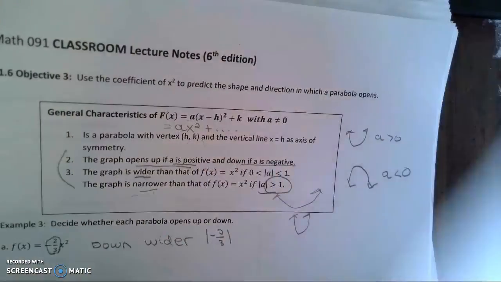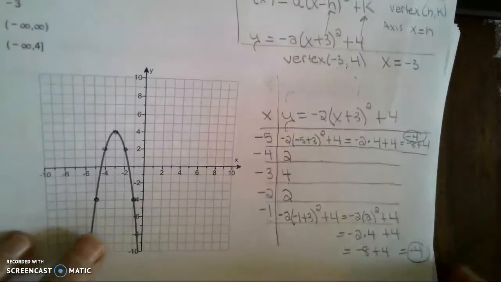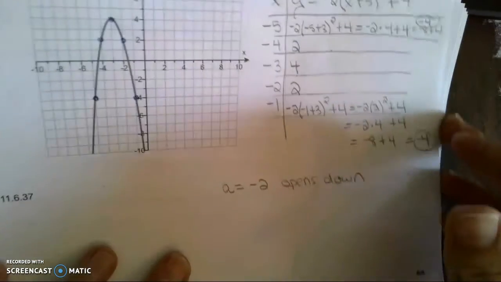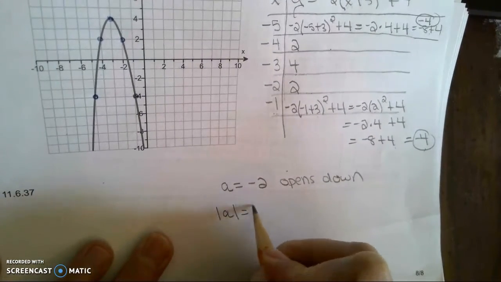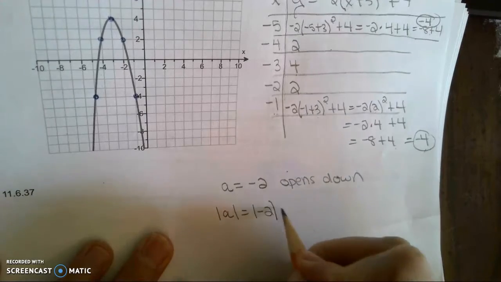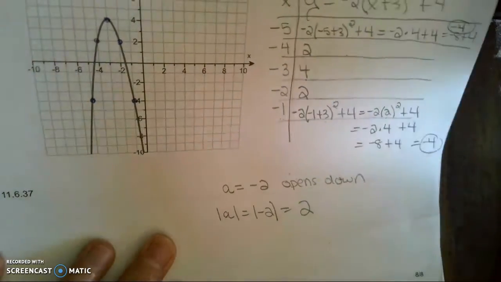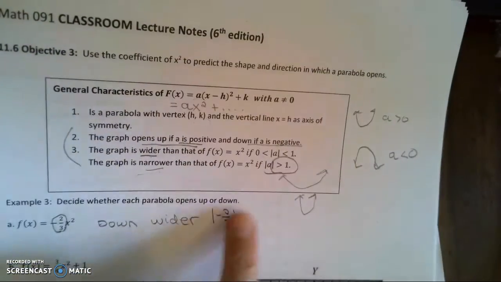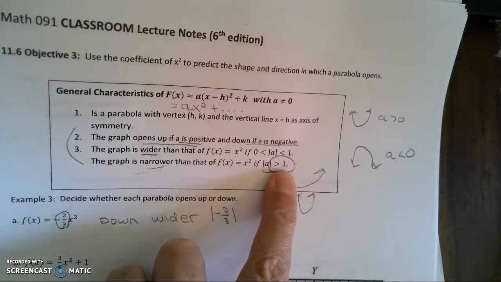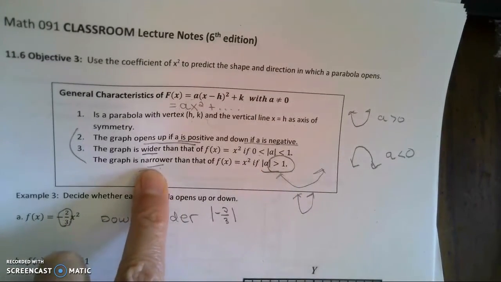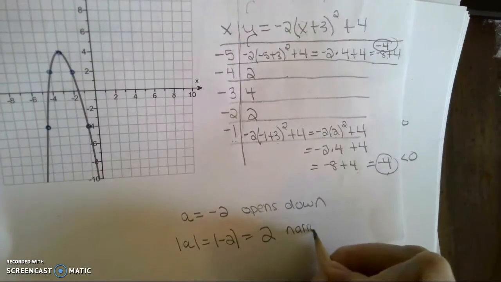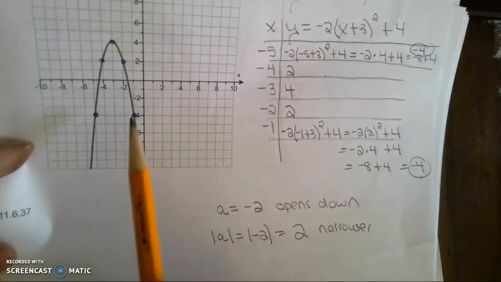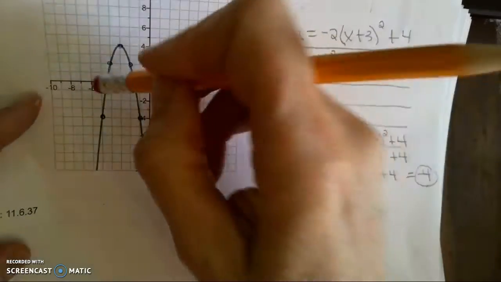Okay. Now we're going to find the absolute value of a to see whether it's wider or narrower. If I take the absolute value of a, that gives me 2. Okay, so going back to the other sheet here, that'd be this one right here. It's greater than 1, so it should be narrower. And you could tell it is. It's actually narrow. It opens down and it's narrow. We could tell that by the points as well.